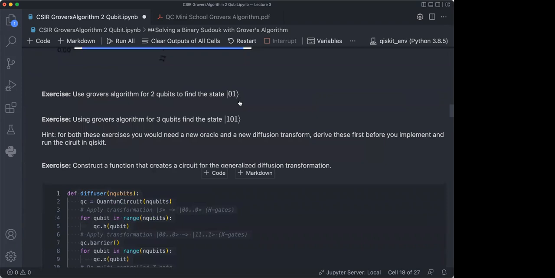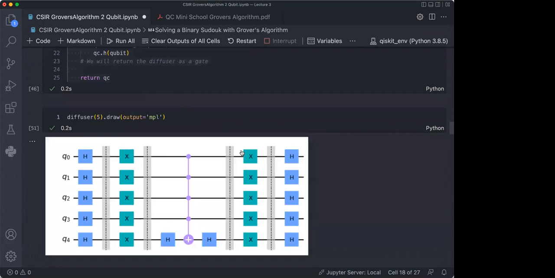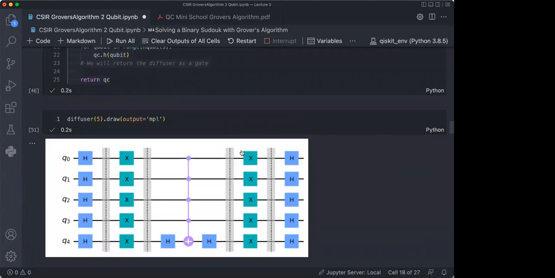So you can play around with this and try to do Grover's for 3 qubits or even 4 qubits if you're feeling adventurous, and you can construct the circuits for the oracles for the marked states that you choose. Okay, so that's basically what I want to talk to you about, the overview of Grover's algorithm.